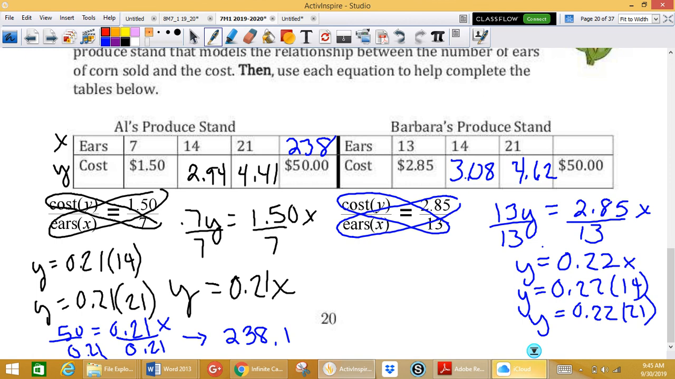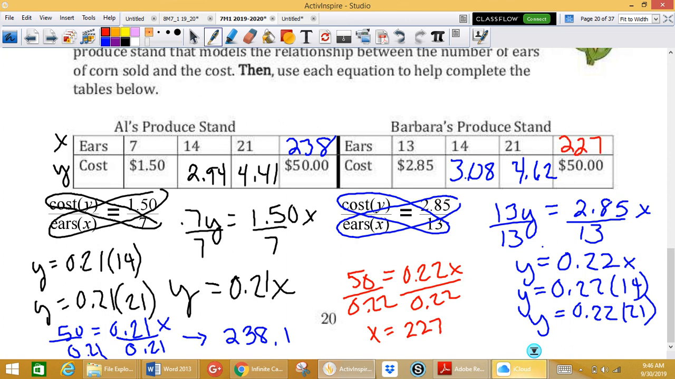So now if I want to find out how many ears of corn I can get for $50, we have 50 equals 0.22x. Divide each side by 0.22. So 50 divided by 0.22. X equals 227.27, so it's 227 ears of corn.